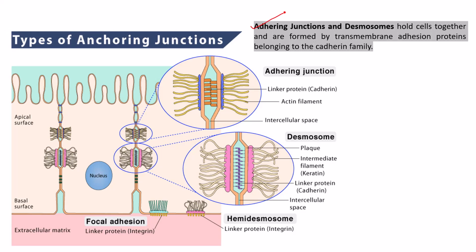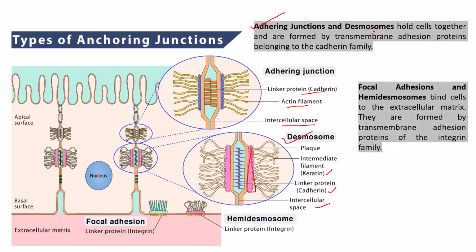So let's see the types of anchoring junction. First is adherens junction and desmosomes. As you can see here, adherens junction has cadherin, which is a linker protein, actin filament and intercellular space between the plasma membranes of two different cells. There is a desmosome which makes a plaque-like structure, this pink one, right? Plaque-like structure, they have intermediate filaments, that is keratin, a linker protein and intercellular space. Now these adherens junctions hold the cells together with the help of the cadherin family.